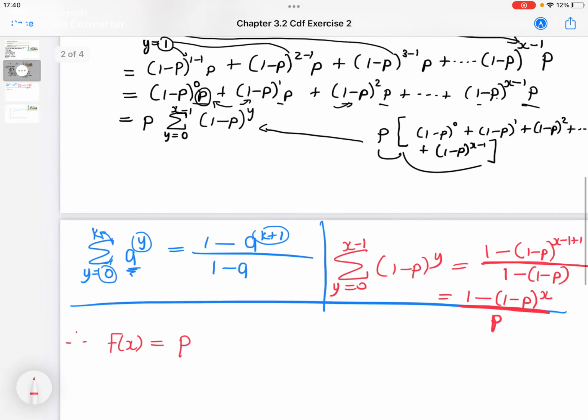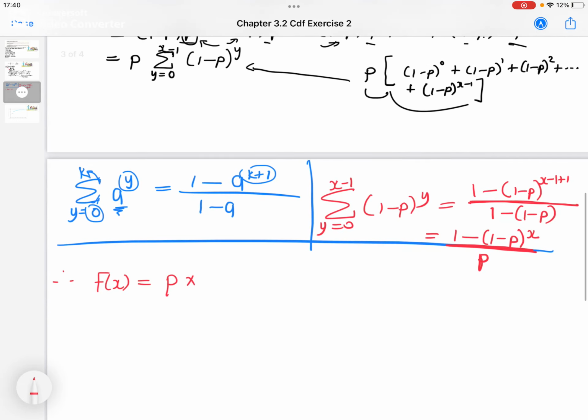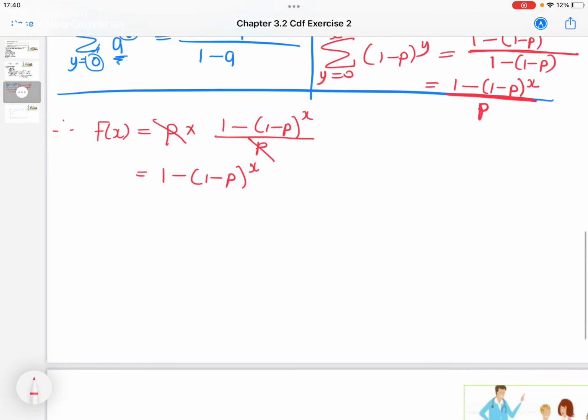So this means that f of x is equal to p times 1 minus p to the power x divided by p. And so that p and the denominator p, that cancels out. And so it's 1 minus p to the power x. And so as a formula, we will say that f of x is equal to 0, firstly, 0 for any x that's less than 1.